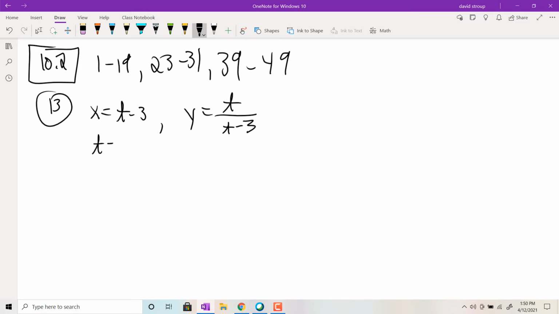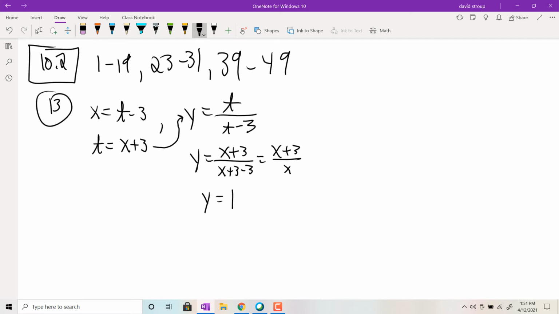So solving for t in the first equation gives me x plus 3. And then you substitute that expression into the other equation. So you get y equals x plus 3 all over x plus 3 minus 3, which will be x plus 3 all over x. You could simplify that. Y equals, just butterflying it, x over x, which is 1, plus 3 over x.